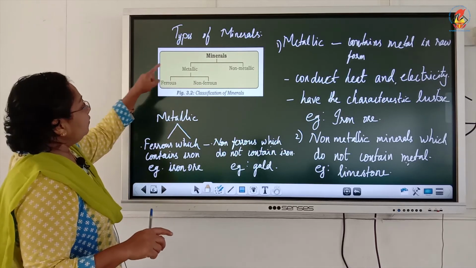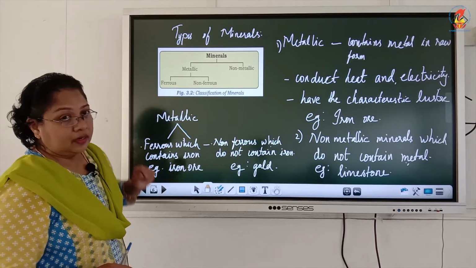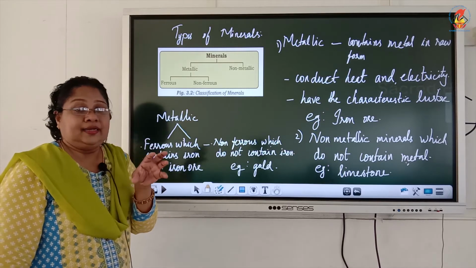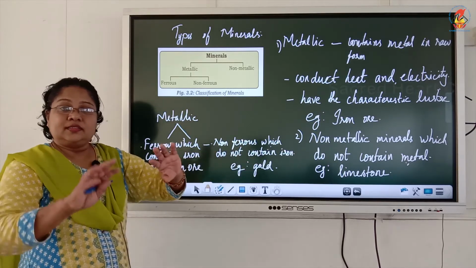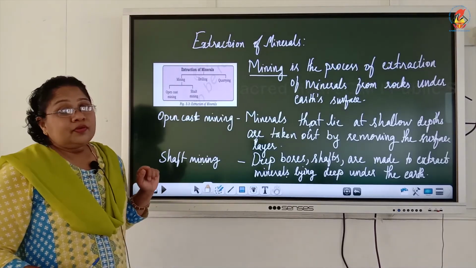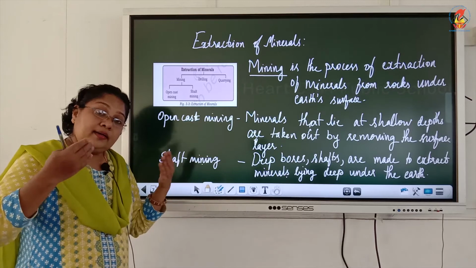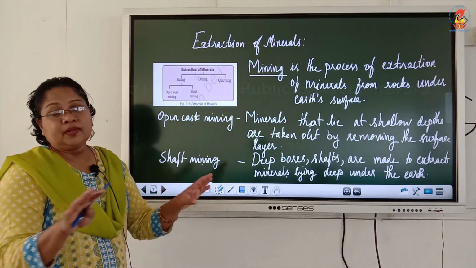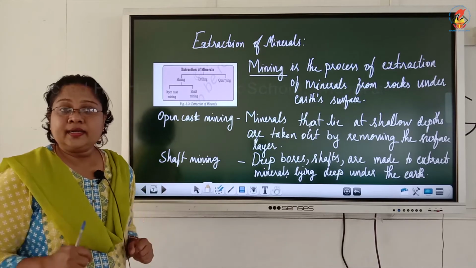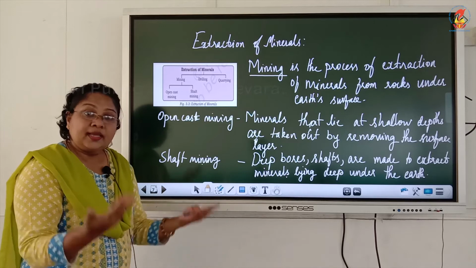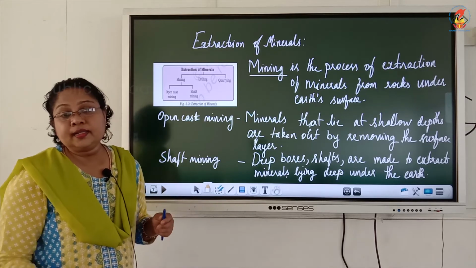Now metallic minerals can again be classified into ferrous and non-ferrous. Ferrous means the metallic mineral contains iron content, and in non-ferrous there is no iron content. Now all these minerals lie deep under the earth's surface or at a shallow depth. So all the minerals are extracted from underneath the earth. Now there are different ways of taking out the minerals from underneath the earth.